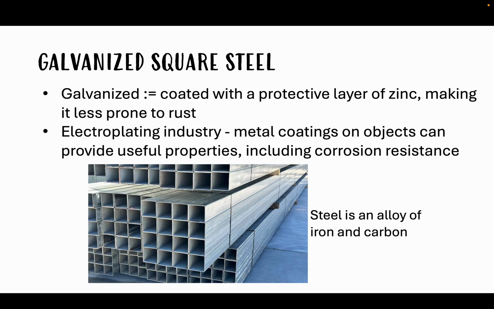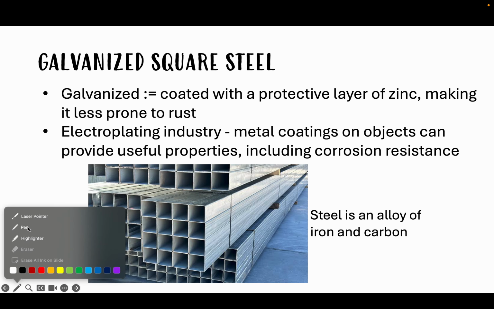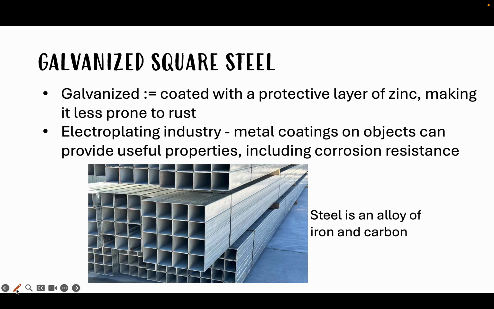Okay, so for example, you have galvanized square steel. Steel is an alloy. When we say alloy, it is a mixture. So alloy refers to a mixture of metals to improve property or properties.